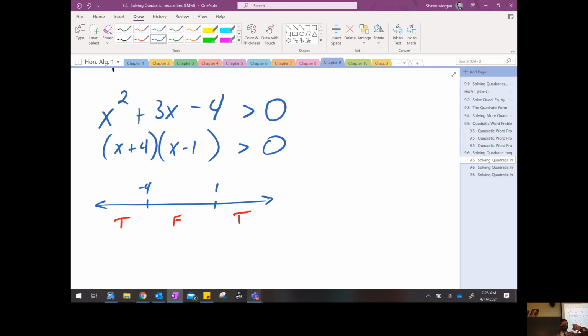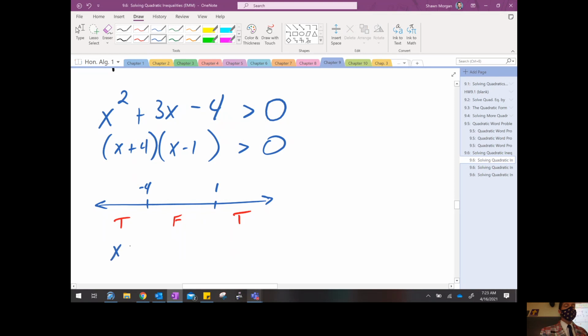Why? It's strictly greater than. So in other words, if I plugged in the number -4, -4 squared is 16, -4 times 3 is -12, 16 minus 12 minus 4 equals 0. Is 0 greater than 0? No, it is not. So we will not include these points because that's not an inclusive inequality. It's a strictly greater than. It's an exclusive inequality.